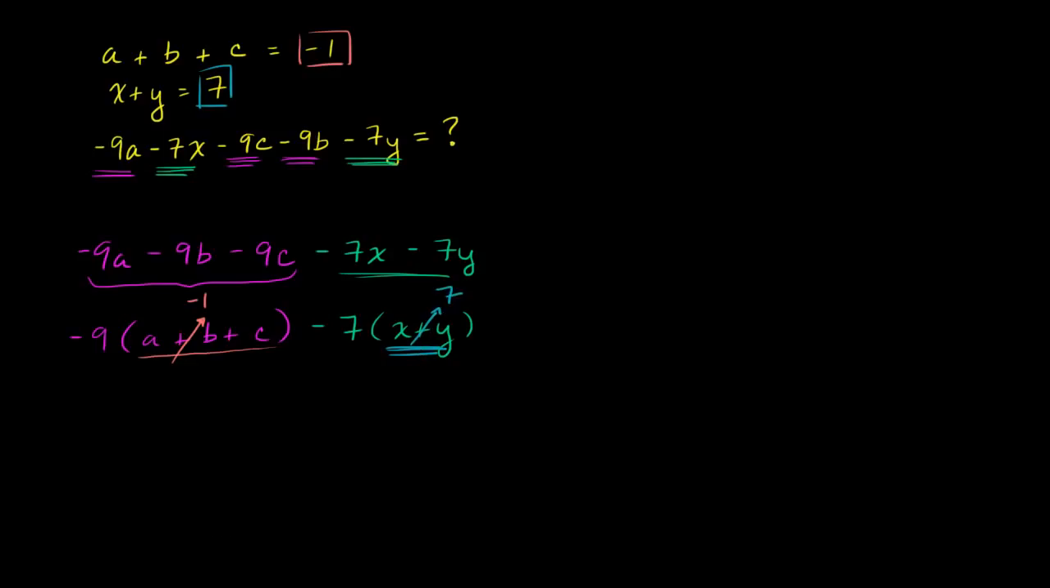So this whole thing simplifies to -9 times -1 minus 7 times 7. And so this is equal to, on the home stretch, -9 times -1, well, that's +9. And then -7 times 7 is -49. So it's 9 minus 49, which is equal to -40. And we are done.